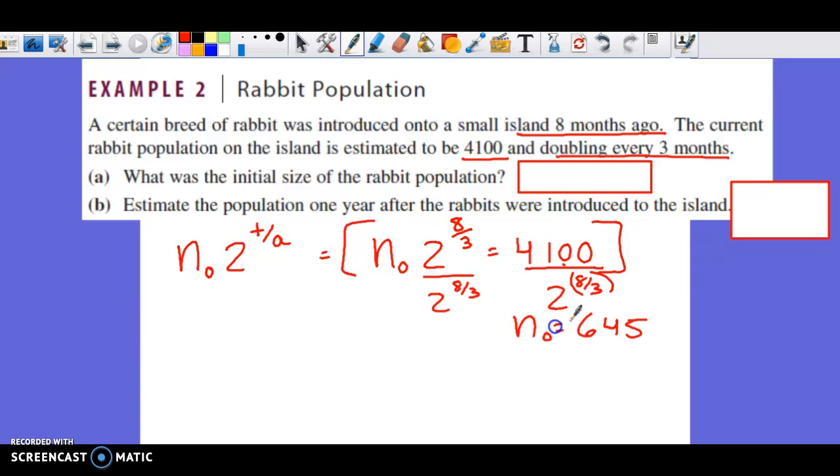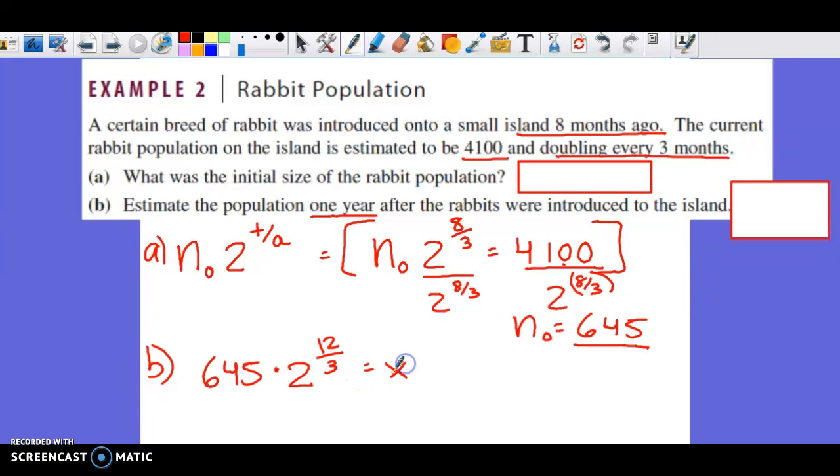That's our initial amount. So that's going to help me when it comes to part B, because I want to use this initial amount to make a prediction. So I'm going to use this initial amount to make a prediction for what happens after 1 year. So this was all part A. Part B, I've got my initial amount times 2 to the something over 3. Now, since it's a year, I'm going to put 12 for 12 months because 3 is in months.